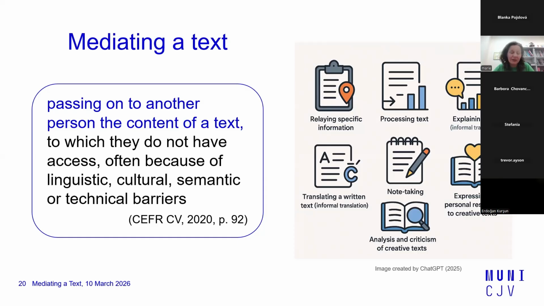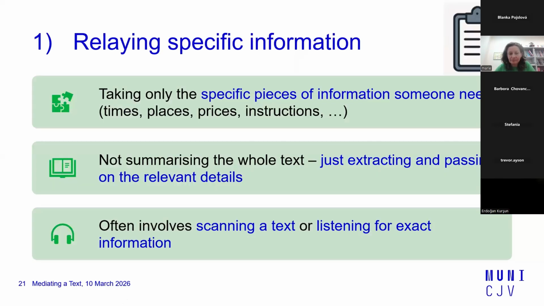All these 7 subtypes of text mediation are relaying specific information, text processing, note-taking, translating a written text, and analyzing and evaluating creative texts. So I will not enumerate all of them. Now let's go through them one by one. There will always be one theoretical slide followed by a clear classroom example. So first, let's have a look at the example of relaying specific information. A very important aspect of text mediation, in my opinion. This means not focusing on the whole text or on the whole audio or podcast. It means only extracting and passing on the relevant details, picking specific information for someone who needs this kind of information, places, price, instructions.